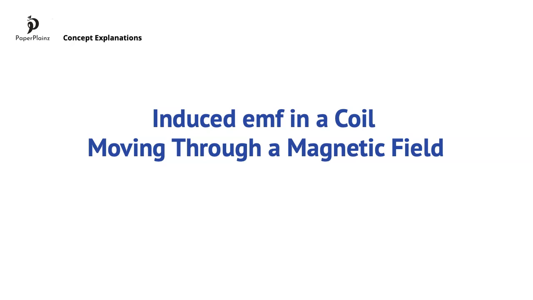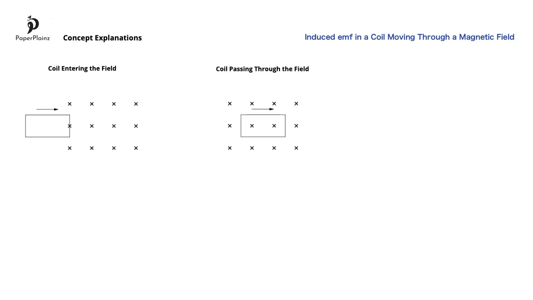This video is about the induced EMF in a coil that is moving through a magnetic field. We'll examine three different moments as the coil moves through the field. First, as the coil enters the field. Second, as the coil is entirely inside the field and is moving through the field. And finally, as the coil is leaving the field.